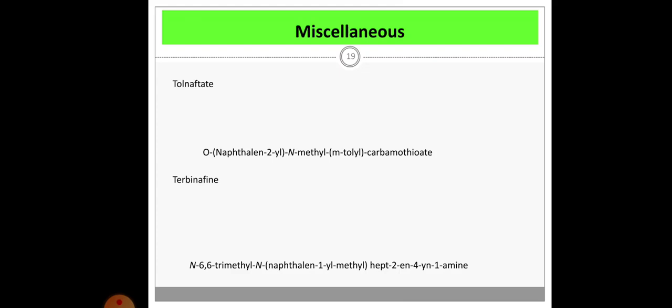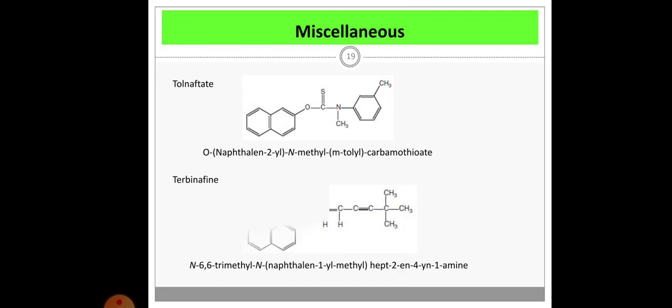TOLNAFTATE and terbinafine. This is the structure for TOLNAFTATE. Its chemical name is O-naphthalene 2-yl N-methyl M-toluene carbamothionate. This is the structure for terbinafine. Its chemical name is N6,6-trimethyl N-naphthalene 1-yl methyl hept 2-en-4-yn-1-amine.